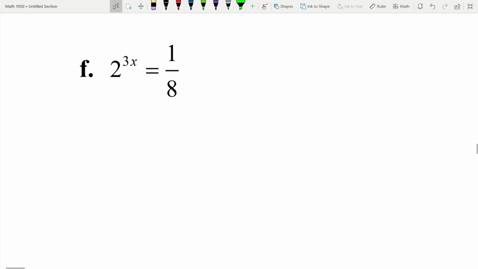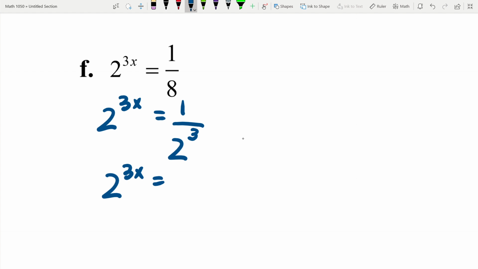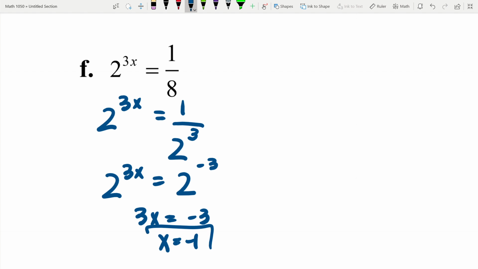Okay, make them the same. What do you want both bases to be, everybody? Twos, yeah. So this is 2 to the 3x, and this is 1 over 2 to the third, right? But it can't be on the bottom, it's got to be at the top. So now I have 2 to the 3x is equal to 2 to the negative third. So 3x must be negative 3. Therefore, x must be negative 1.